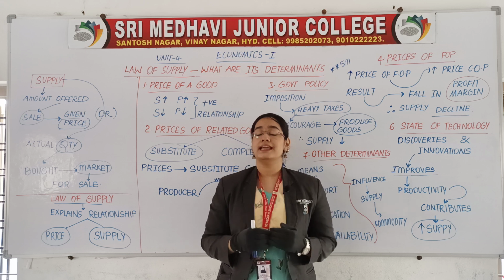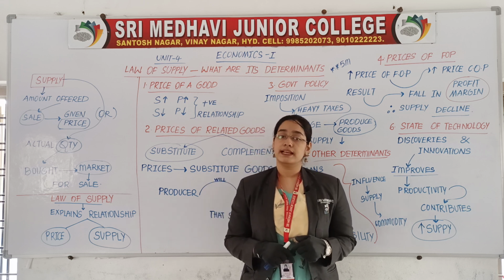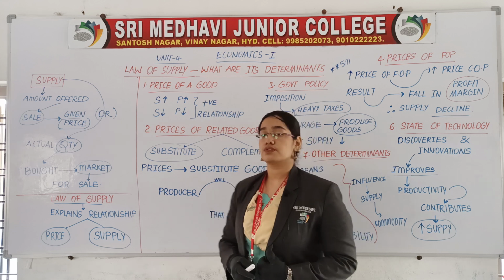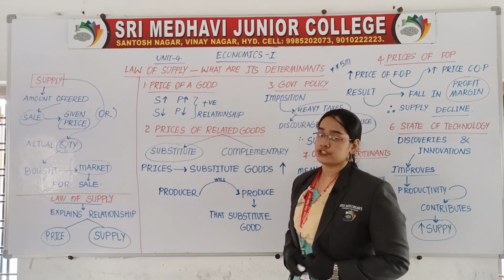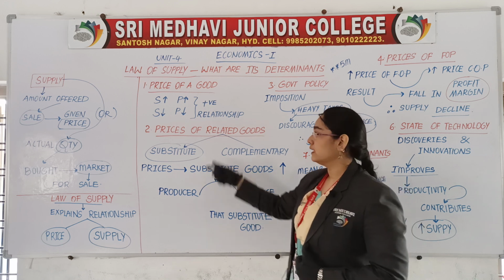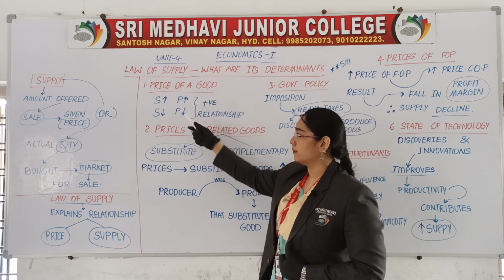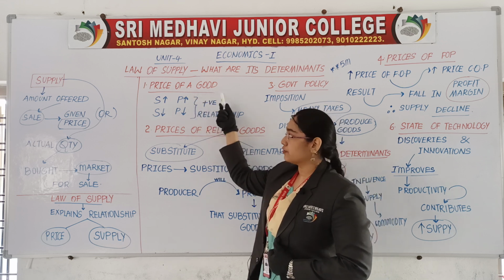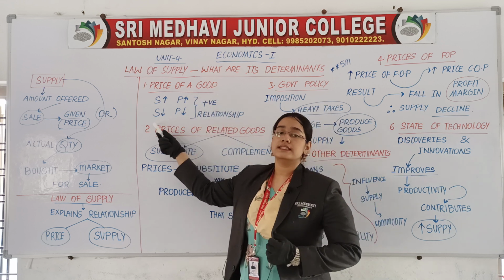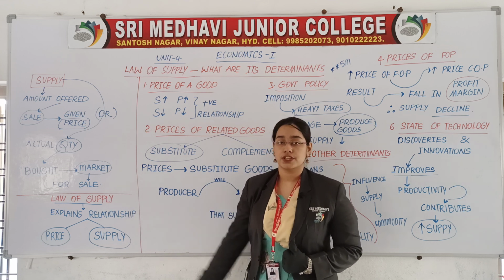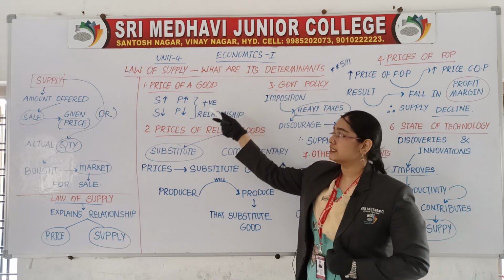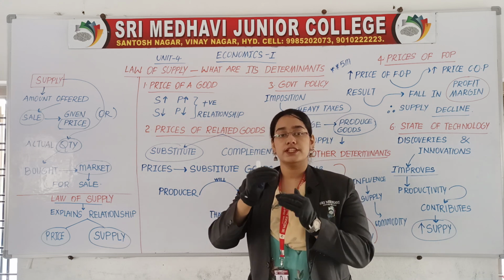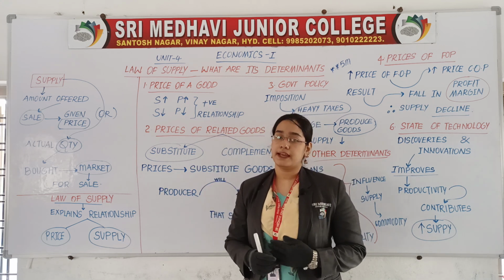Alright, so when the supply is less, price will also be less. When supply is high, price will also be high, which is called a positive relationship. So based on the price of a good, what is this price increase, price decrease? This is the price of a good. Based on this, the supply can change. This is nothing but the first determinant of supply. If the price of a good is changing, then it will affect the supply also.